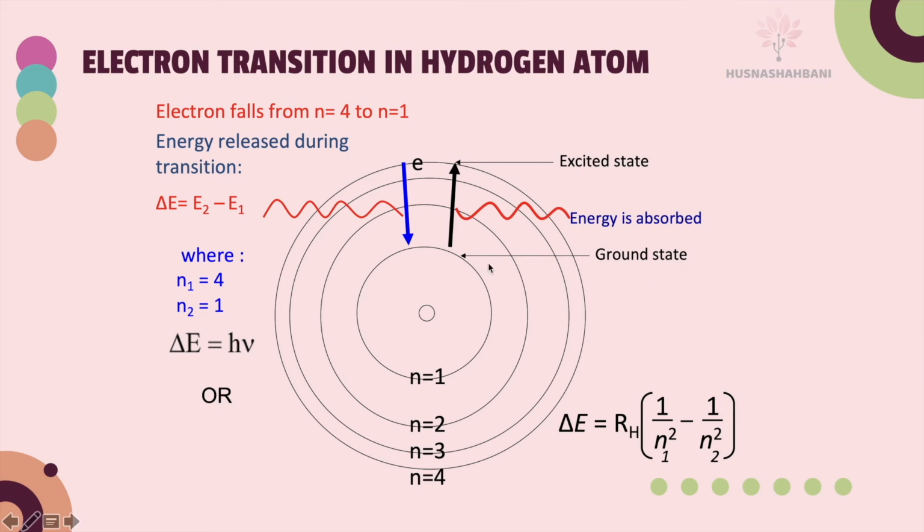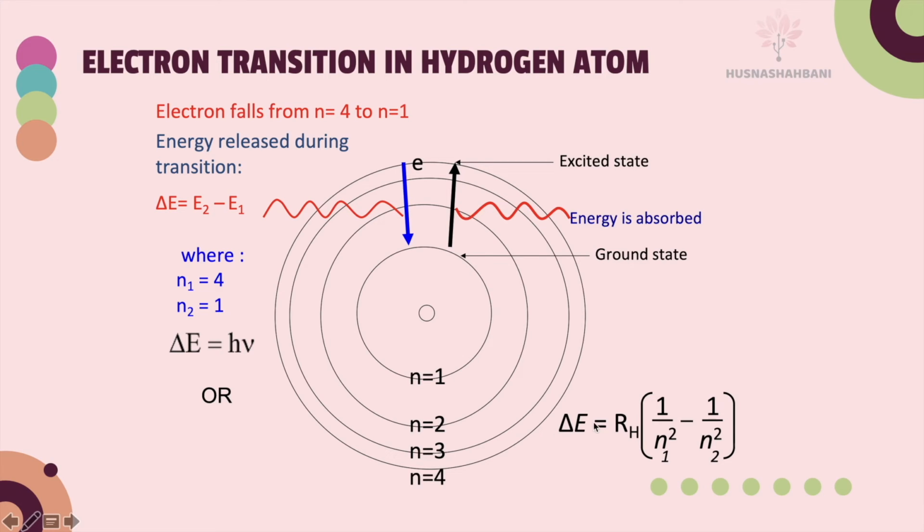Next, from n equal to 1 to n equal to 4, from a lower energy level to a higher energy level, energy is absorbed. From the ground state, n equal to 1, to the excited state, n equal to 4. The ground state is the most stable because it is the closest to the nucleus. So here, our n final is n equal to 4 and our n initial is n equal to 1.